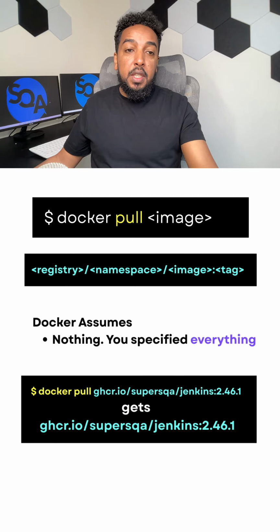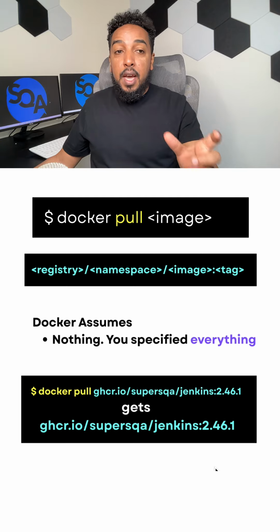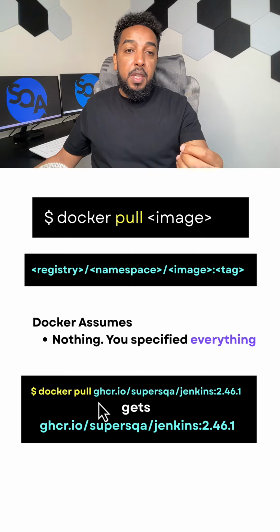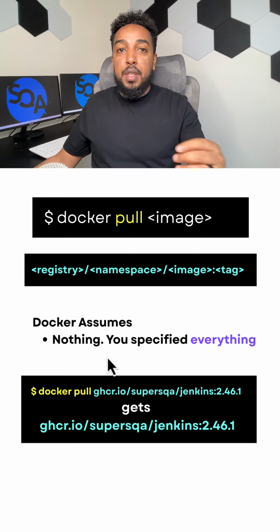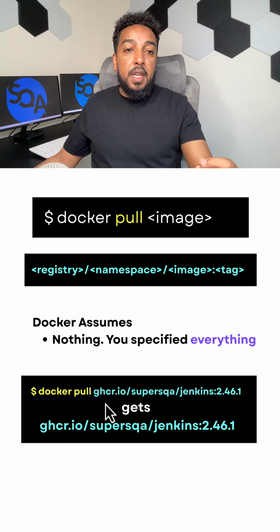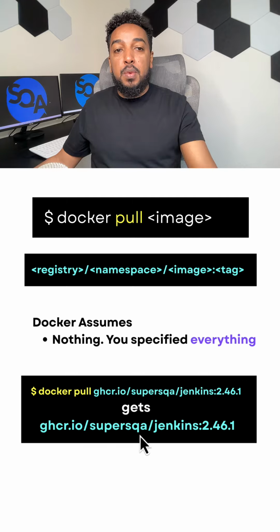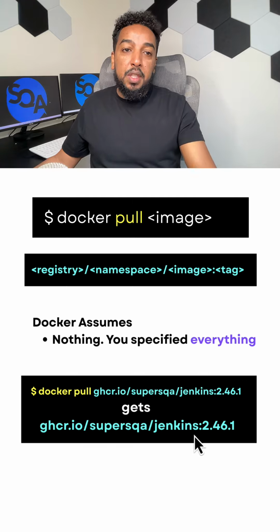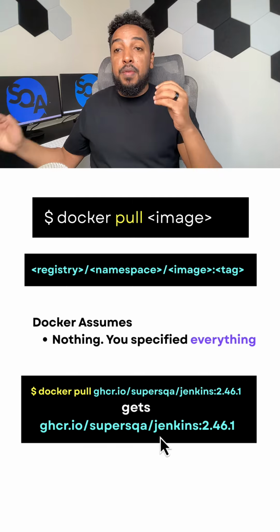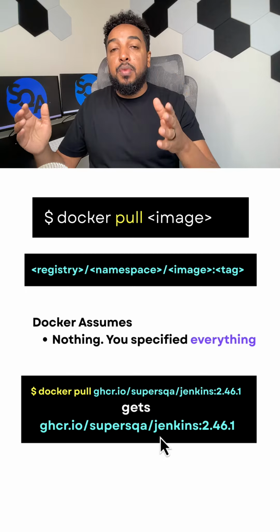Now, finally, if you give it the full address, including the registry, then it's going to go get it from there. In this case, I'm giving it GitHub, right? So you gave it everything, so it's not going to make any assumptions. In this case, instead of Docker Hub, it's going to go into the GitHub registry, and it's going to go into my account, SuperSQA, and it's going to get the image that I want. So you've got to make sure you give it all the information you need for that image.